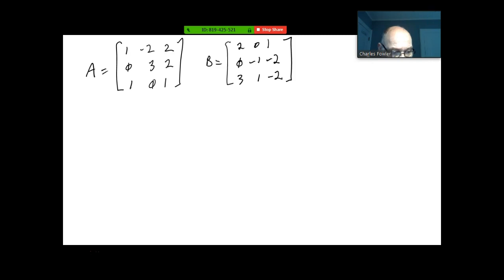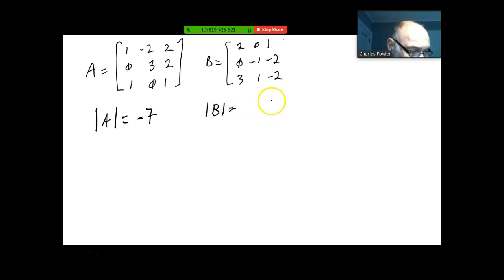The first thing we did, and we did this last time, was find the determinant of A. The pen was doing so well, and now it's not. The determinant of A was -7. We also determined that the determinant of B was 11. You can go back and review that section in this YouTube video. That's where we were starting.